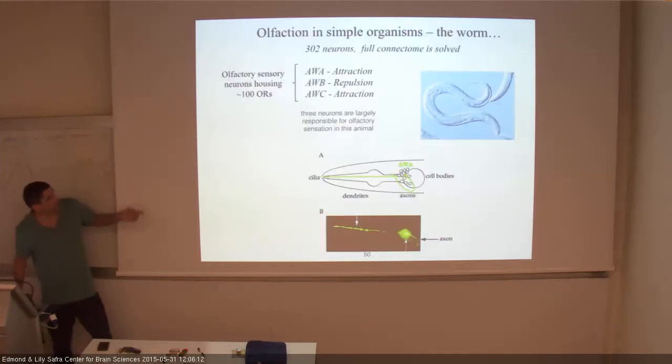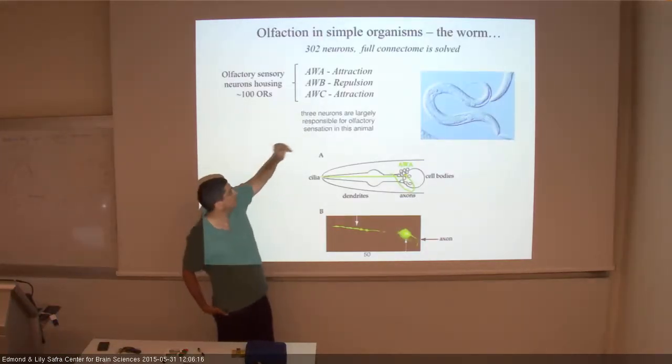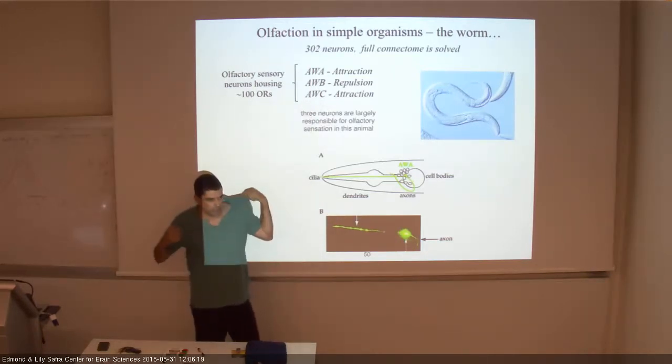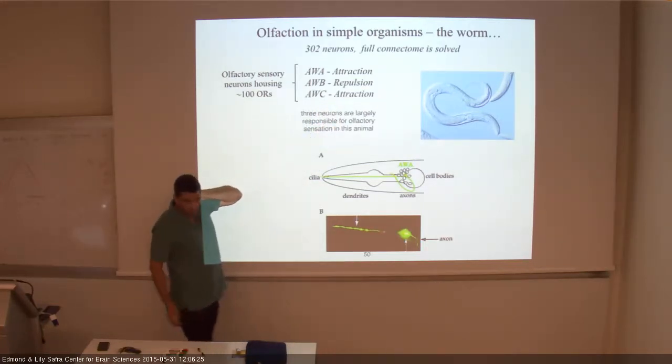So one would expect, okay, so now you activate AWA, you get attraction. You activate AWB, you get the worm to avoid the stimulus. So what do you expect will happen if you excite AWC?